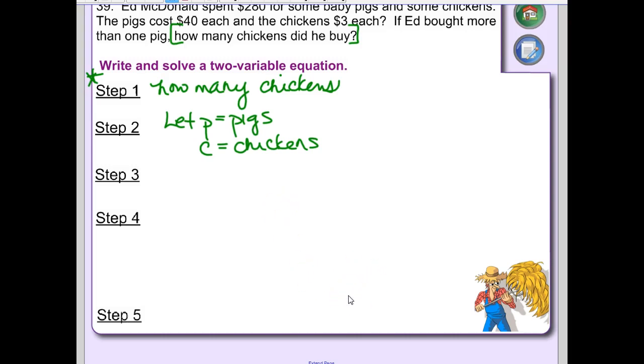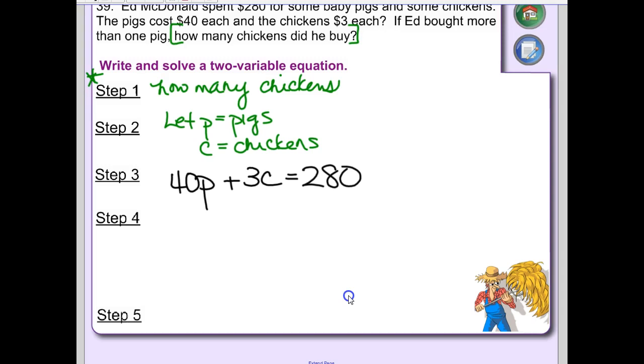And so let's look and see what it says. It said he spent $280. He spent $40 on each pig and $3 on each chicken. So we've got 40 for each pig, 40p, plus 3c because he spent $3 on each chicken. Okay, and so it equals, how much did he spend on animals? $280.